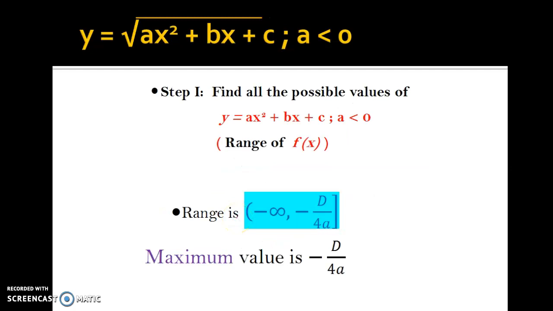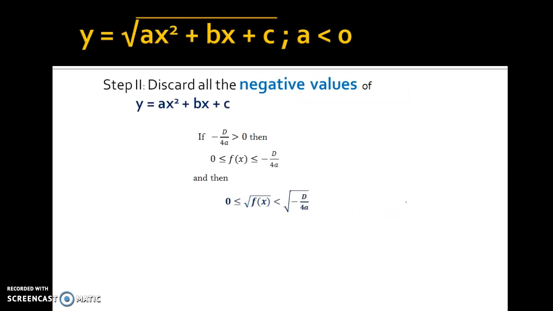Now if a is less than 0, then the range of ax square plus bx plus c is minus infinity to minus D by 4a. We have done it in previous videos. Now if minus D by 4a is greater than 0, see like this, minus infinity to minus D by 4a. It is above the x-axis. The point minus D by 4a is above the x-axis, and the range is all these points.